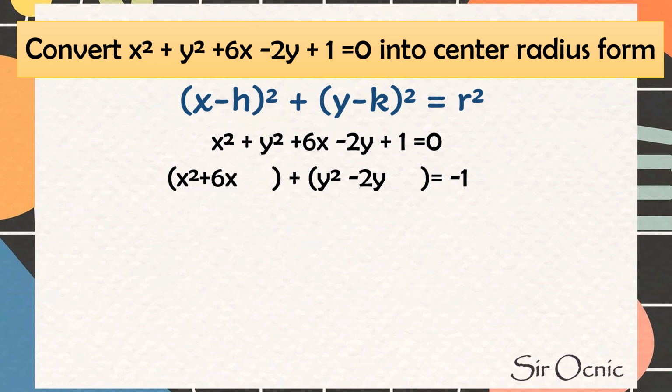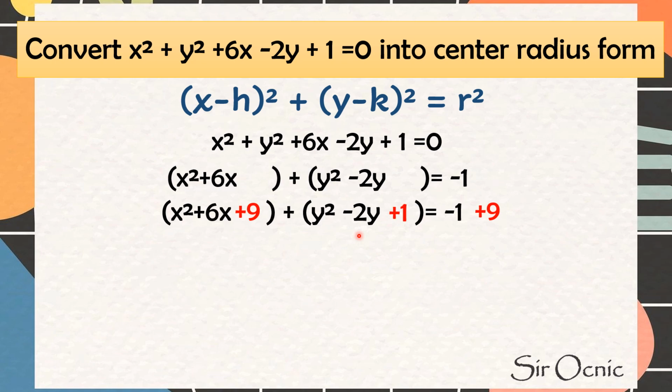Let us now identify the third term that will make the trinomial a perfect square trinomial. 6 divided by 2, that is equal to 3, squared, that is equal to positive 9. Add also positive 9 on the other side of the equation. On our second trinomial, that is equal to -2 divided by 2, which is equal to -1. Square of -1 is equal to positive 1. You also add positive 1 on the other side.